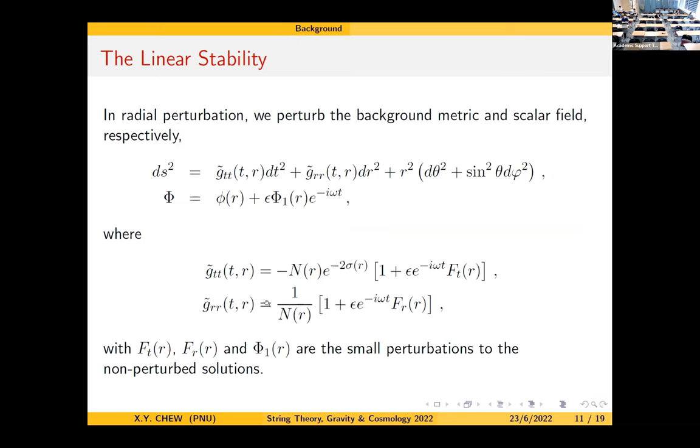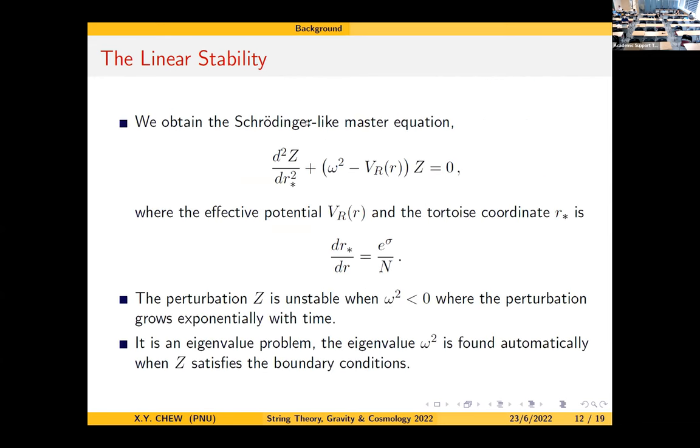In this case, when you substitute this metric ansatz into the Einstein field equations, you will also get a set of nonlinear ordinary differential equations. And you can combine them into a single Schrodinger-like master equation. Because not all of them are independent, you can play around with the algebra, and you will get the effective potential VR and the tortoise coordinate. The perturbation is unstable when omega square is less than zero, because the perturbation can grow exponentially with time. Vice versa, when omega square is greater than zero, the perturbation is stable because it decays exponentially with time.